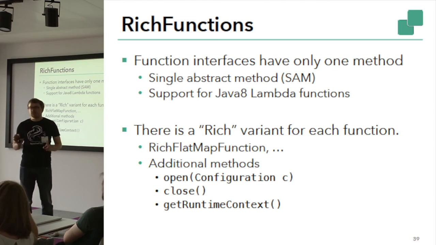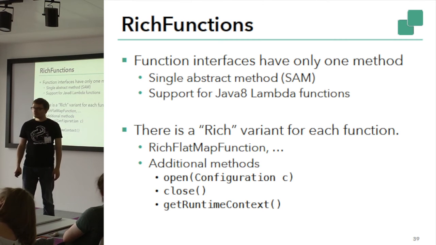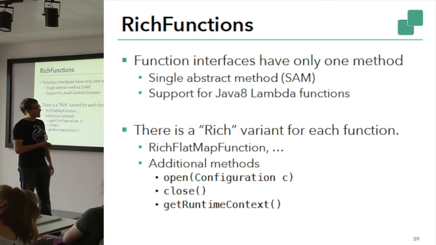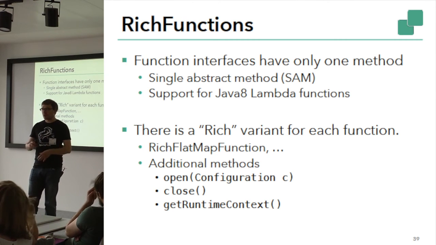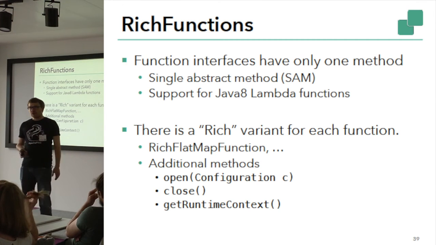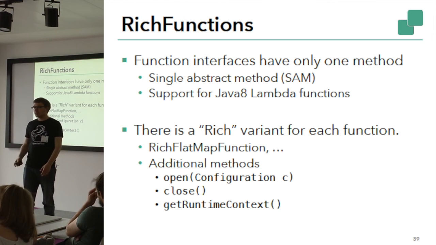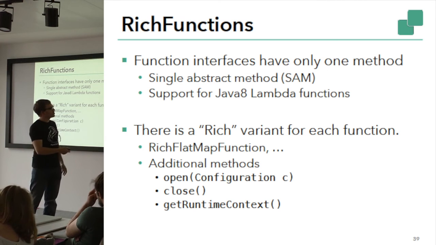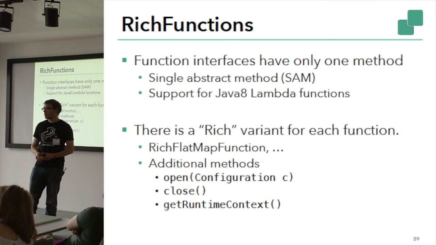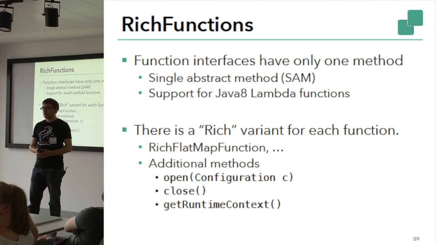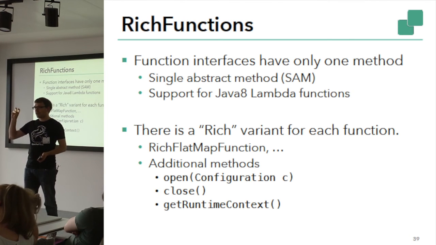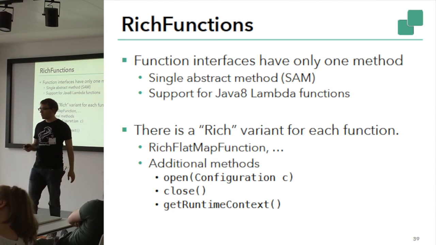In addition to the operation function, like the map function in the map or the reduce function in the reduce, there are also additional methods like open, close, and something called get runtime context, which gives you a context about the environment in which you're running. If you want to configure your operator or do some startup initialization, you can implement the rich function and do that in the open call. The open call will be called just once before the first function call, and the close call will be called just once after the last function call. It's not possible to emit data in the close call. The only way to get data out of your function is during a regular map call or reduce call or join call, for example.